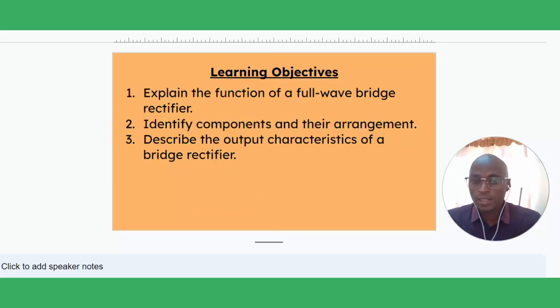Our learning objectives are: 1. To explore the functions of a full wave bridge rectifier, identify the components and the arrangements, and also to describe the output characteristics of a bridge rectifier.